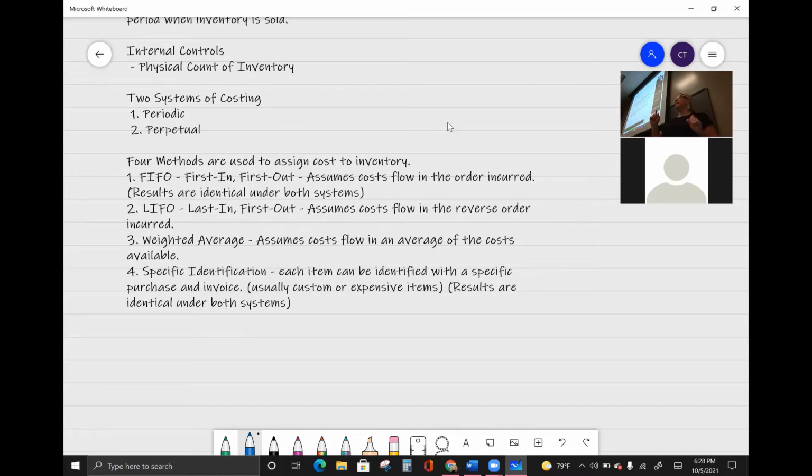FIFO is first in, first out. So I have inventory coming in, let's say it's June. So I have some inventory from May that's now in June, and I have a purchase that I make in the beginning of June. So now I have some inventory that was already there, a balance that comes in, a product that was already on my shelf. And then I purchased some more.